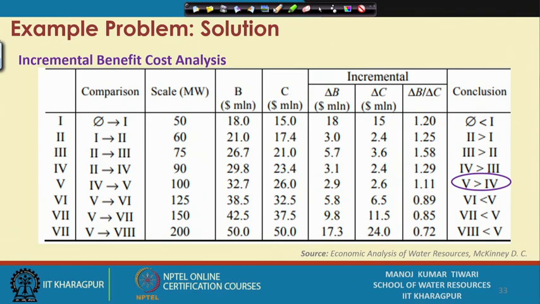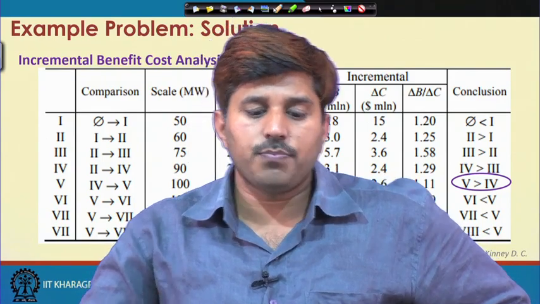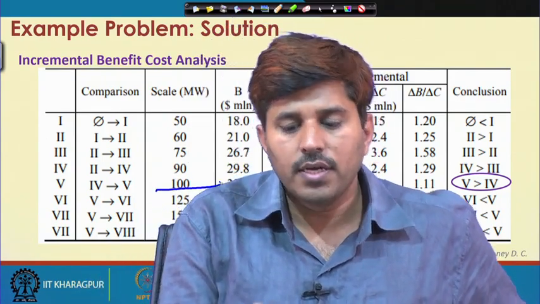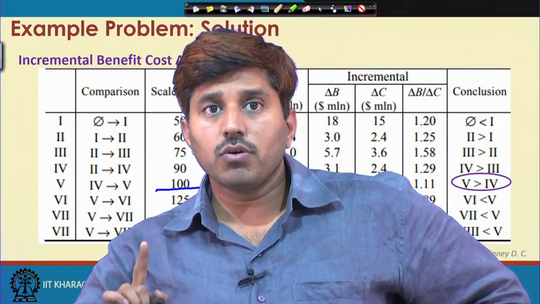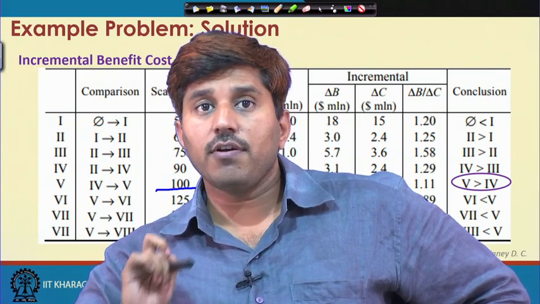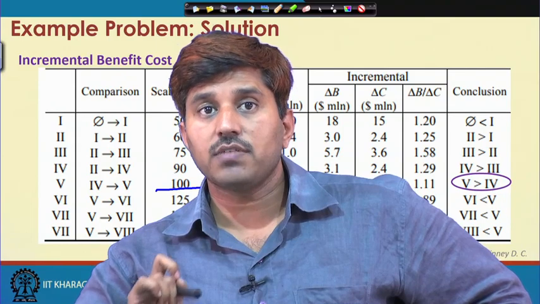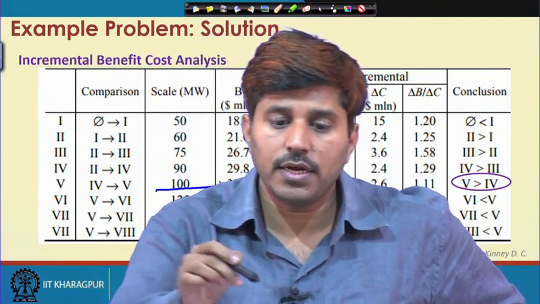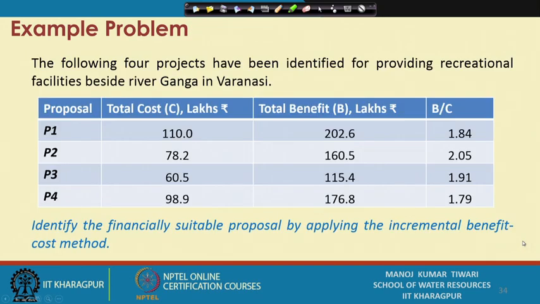So, this entire incremental analysis again suggests that alternative 5, which is the production of 100 megawatt power, appears to be the best for a government project. Although, please remember that if you see the net gain per unit investment, it is not highest for 5, it is highest for the 4th and not for the 5th. So, that kind of analysis helps us.